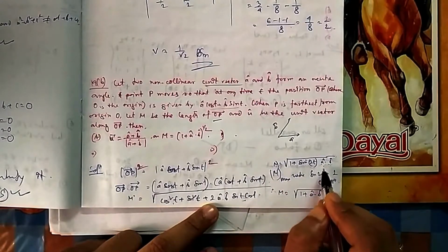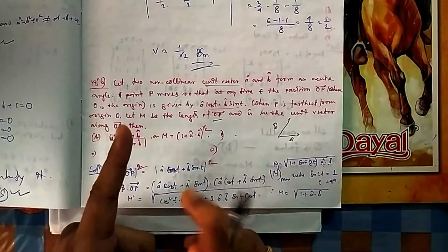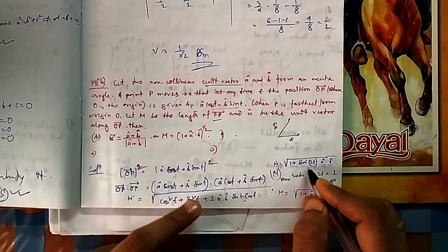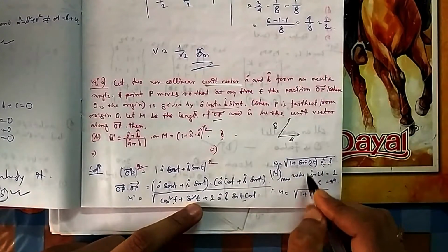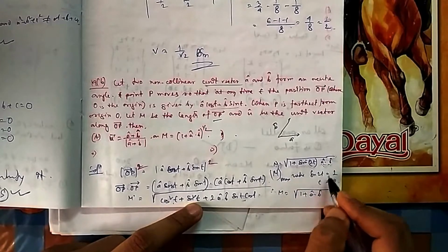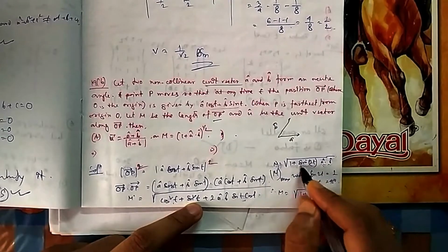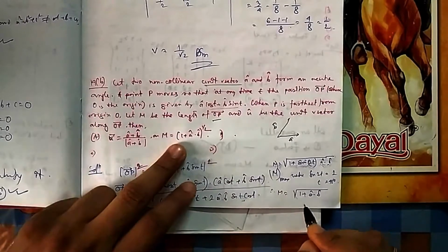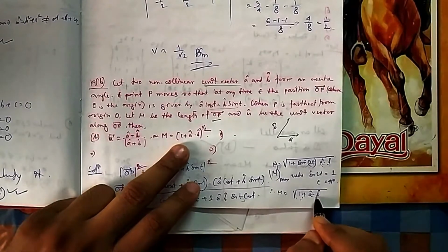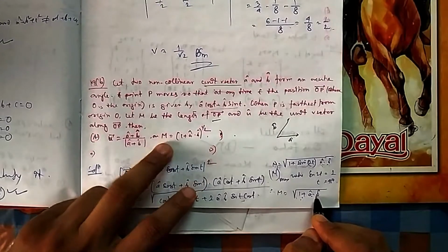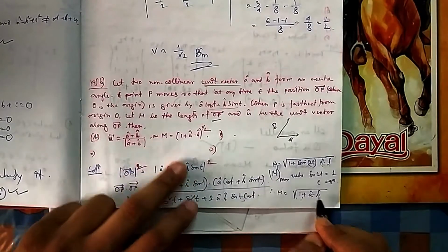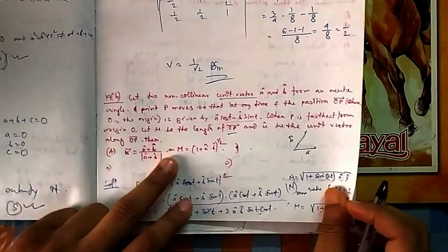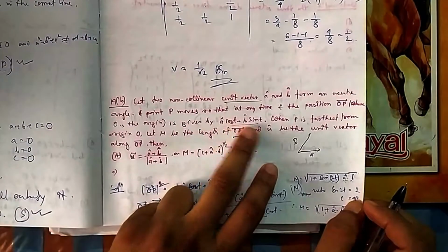So when will it be maximum? Because A and B are given, the angle cannot change. The only thing that varies here is T. So it will be maximum when sin 2t is 1. That means t should be equal to 45 degrees, then only sin 90 will be 1. Then that will be the maximum value, and the maximum is under root 1 plus A dot B. So obviously option A, you can see M is already correct, and you have to find the magnitude of U.